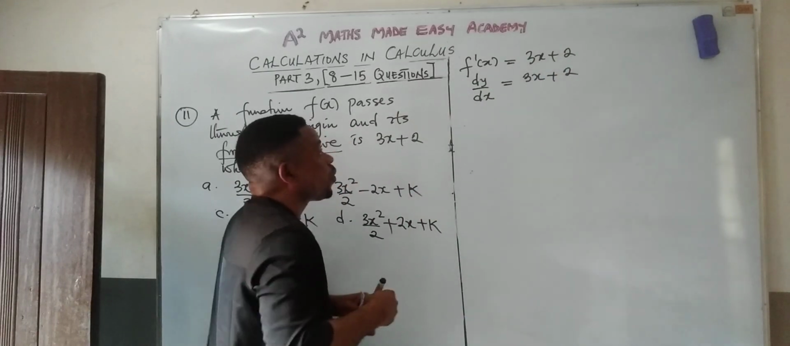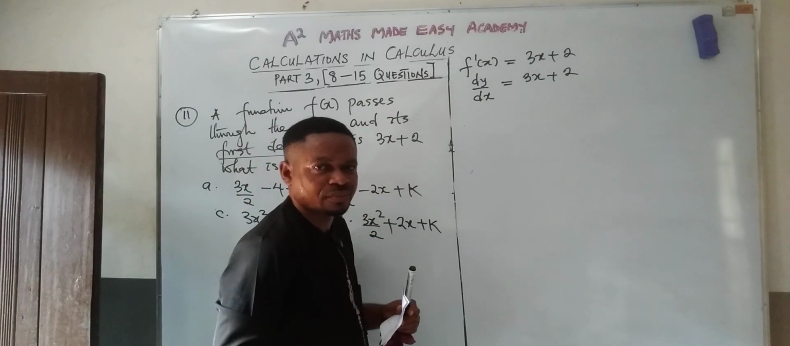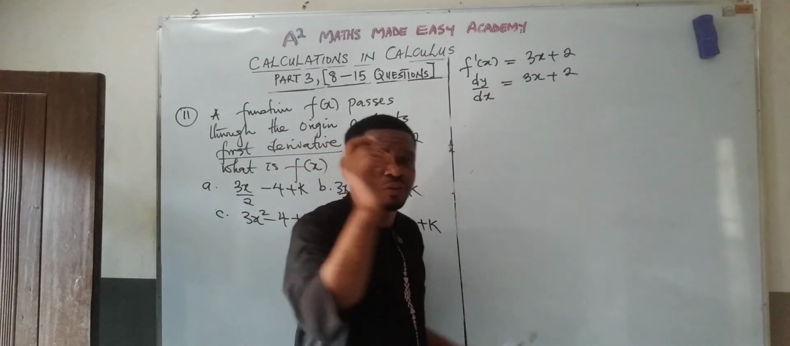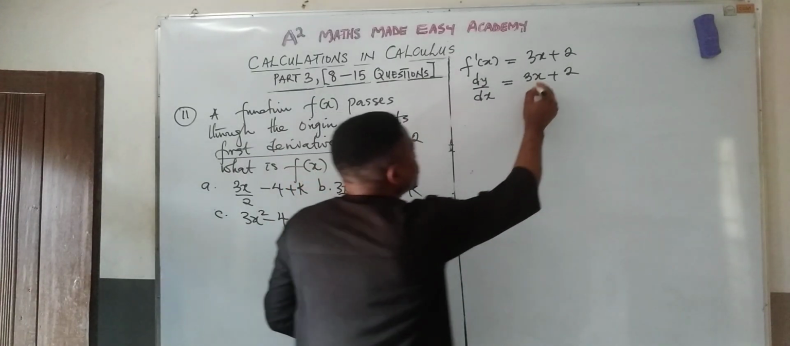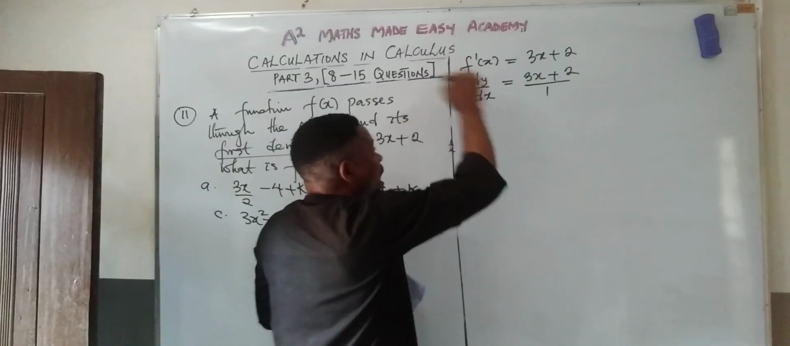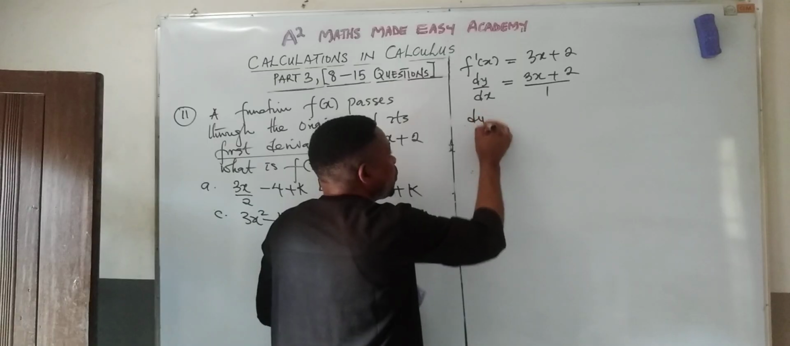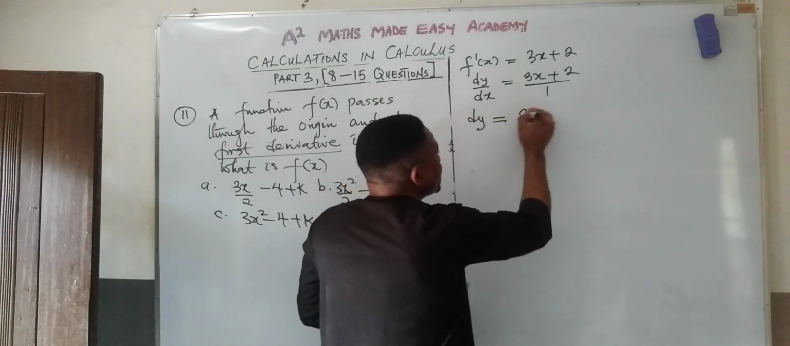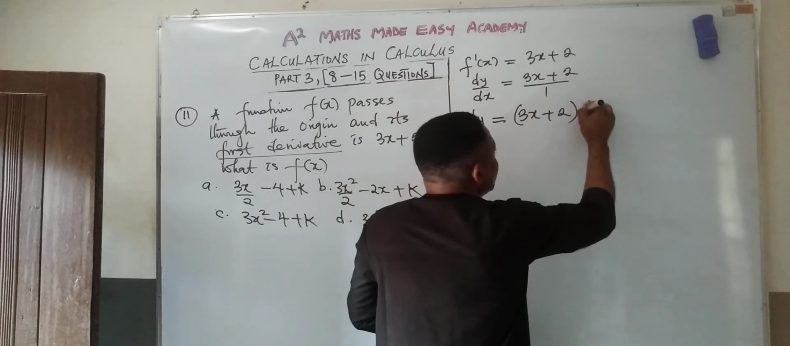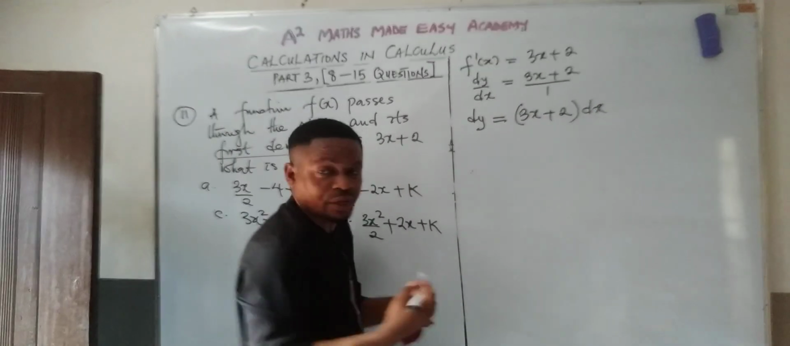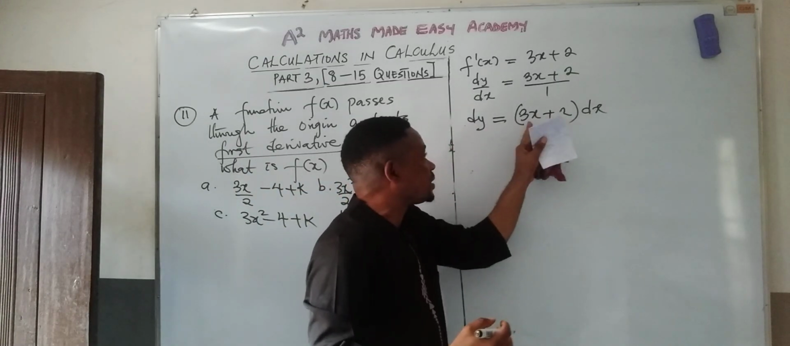Look up. When a question starts with differentiation, what comes to your mind is integration. The reason is because the opposite of differentiation is integration. Are you with me now? So what are we going to do? Call this over 1 and cross multiply. dy times 1 will give you dy, then equal to 3x plus 2. Are you with me? The dx times this will give you dx. Finally, can you see we have separated dy from dx? Because this is x, right?